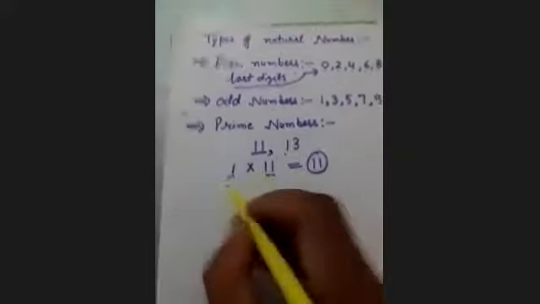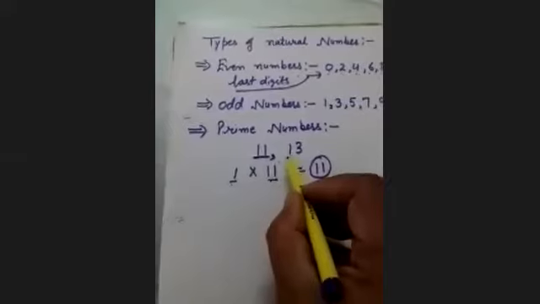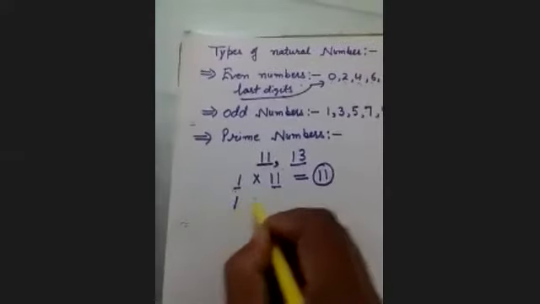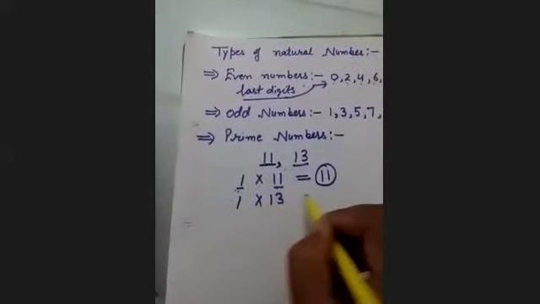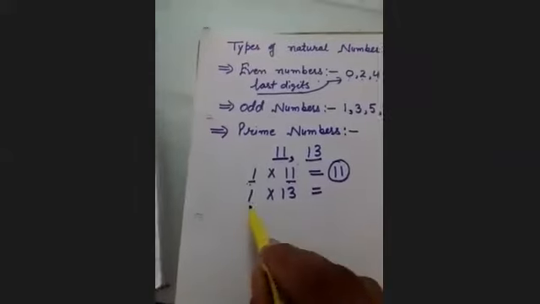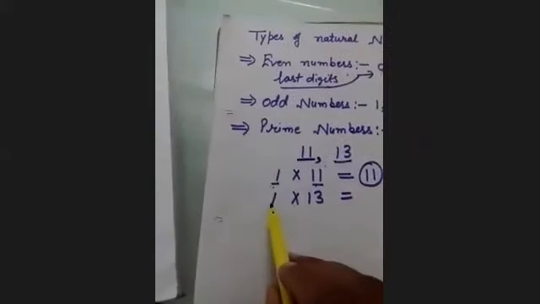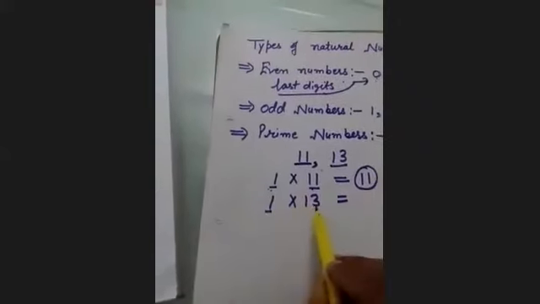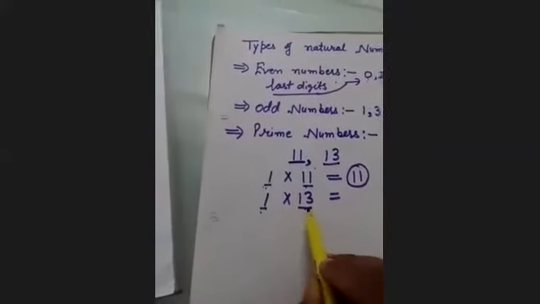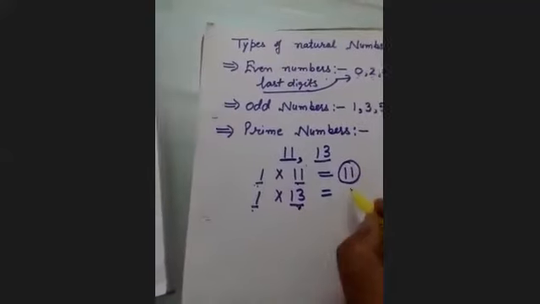Yes, students. Next number is 13. Now find all the factors of 13. The factors of 13 are 1 and 13. We don't have any other factor of 13. So 13 has only two factors. First factor is 1 and second is the number itself. So it means 13 is a prime number.